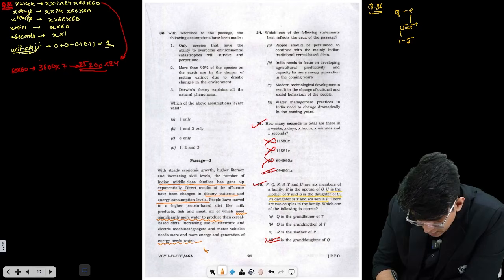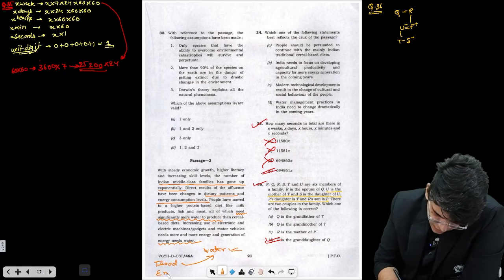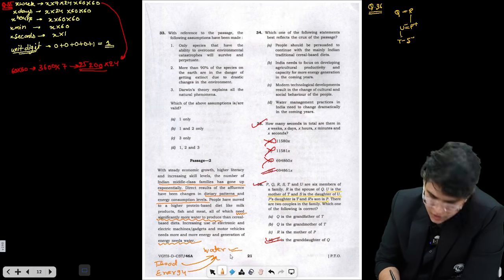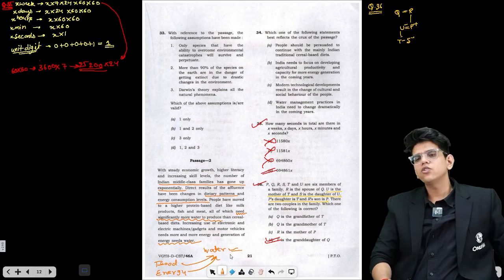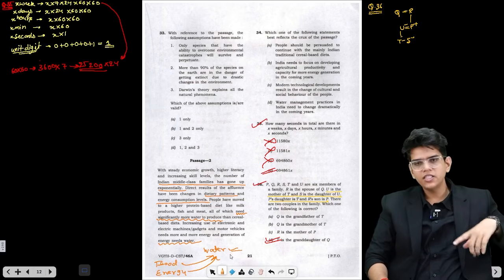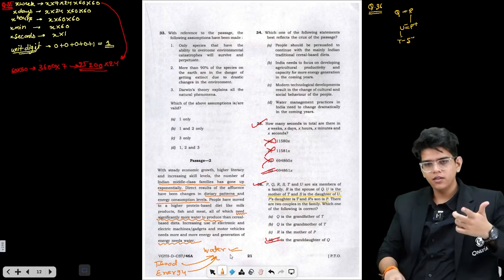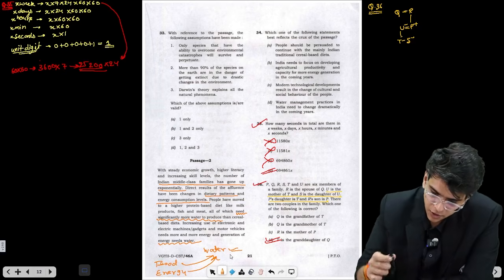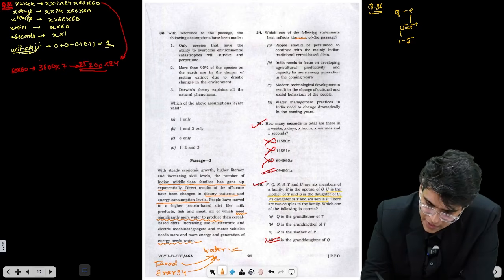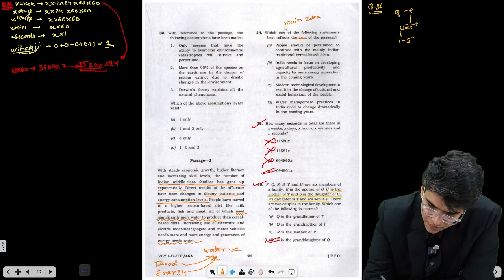Now the important thing is this: because of food, water is essential. The center point of the passage is water. How usage of water will change based on the changes in the preference of people in diet as well as consumption of energy, both. Which of the following is the crux, the main idea? Crux is the main idea of the passage.